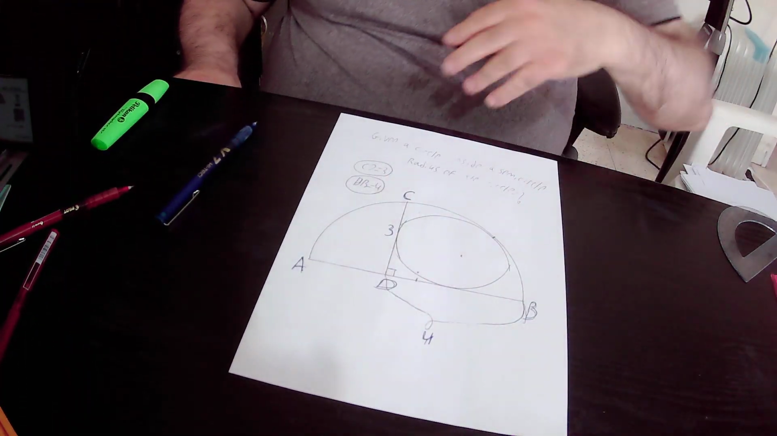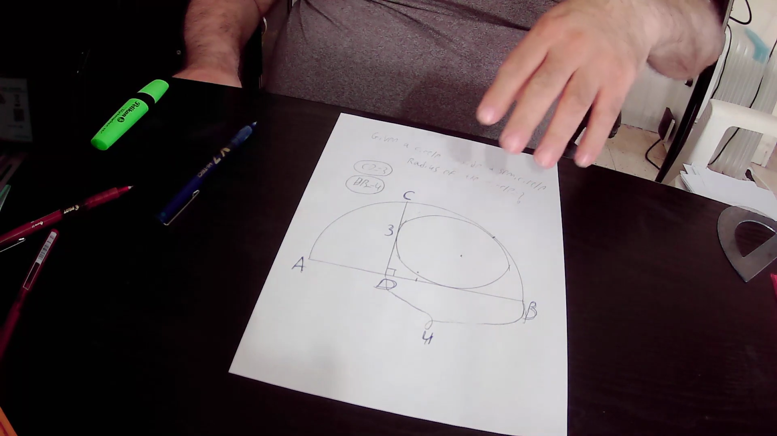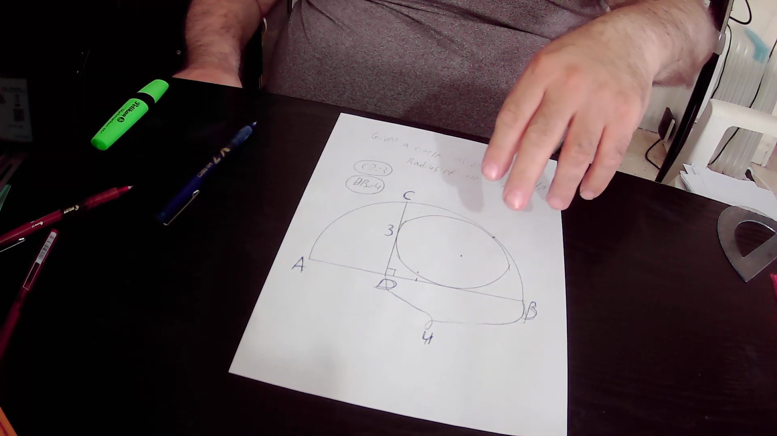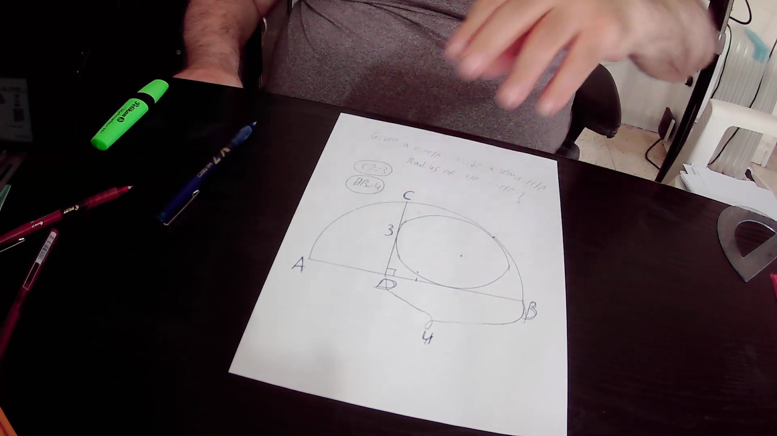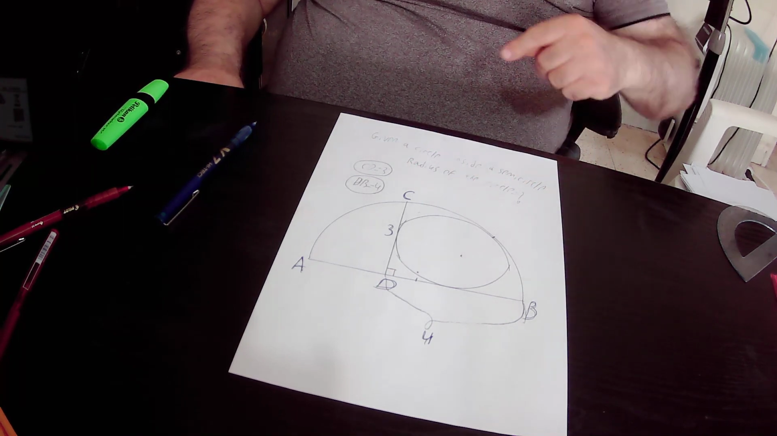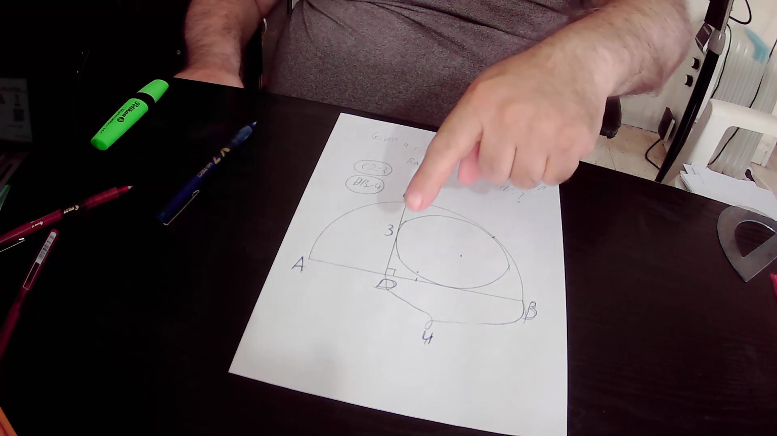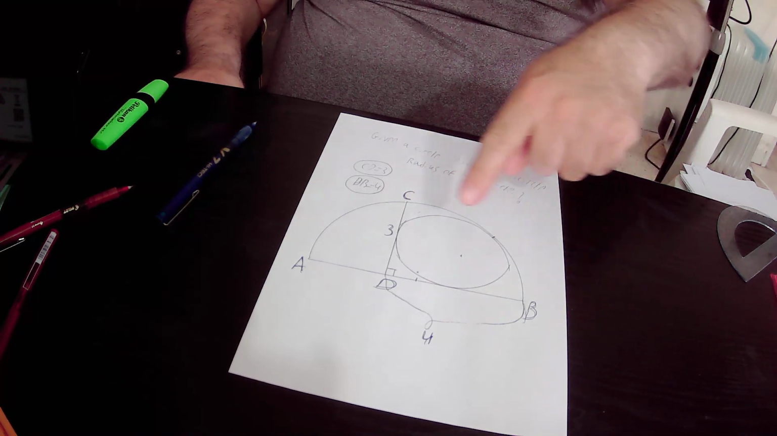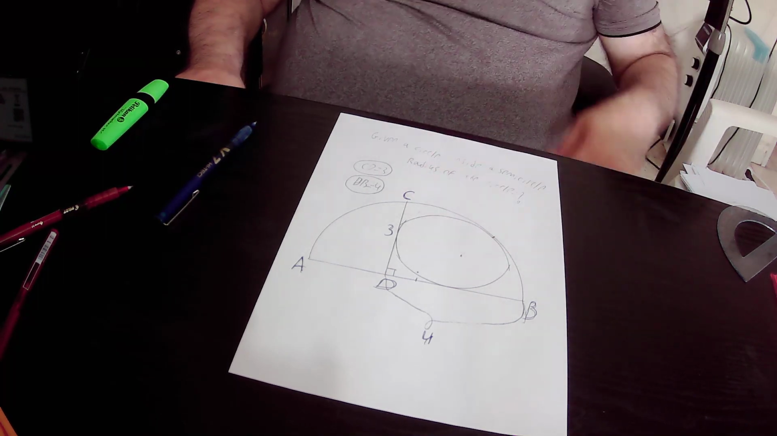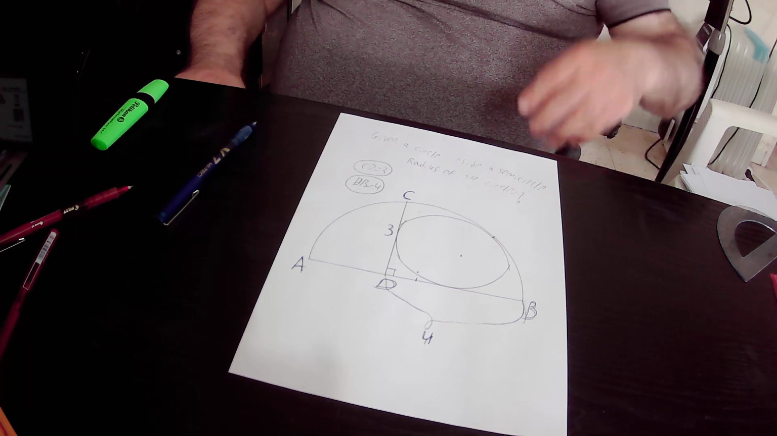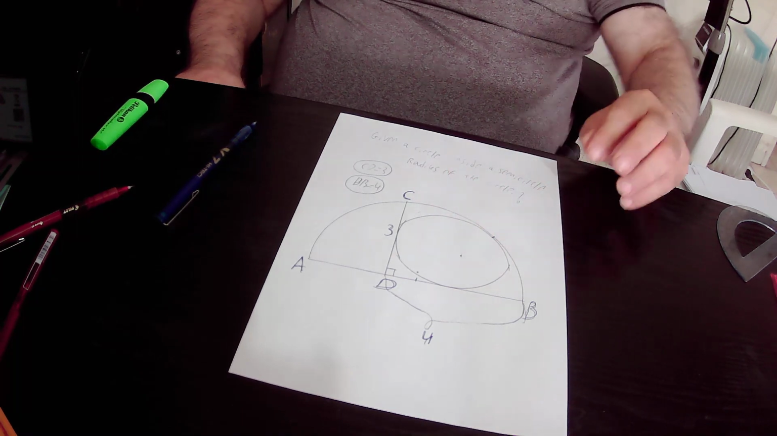And now in this lecture we'll find out the radius of the small circle. In the drawing we have a small circle that is inside a semicircle. We know that side CD equals 3 units, side DB equals 4 units, angle CDB equals 90 degrees, and we want to find out the radius of this small circle.